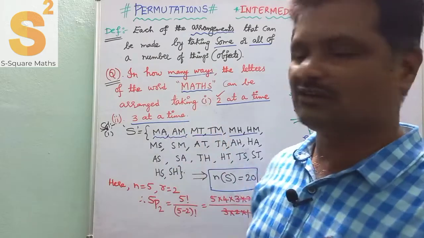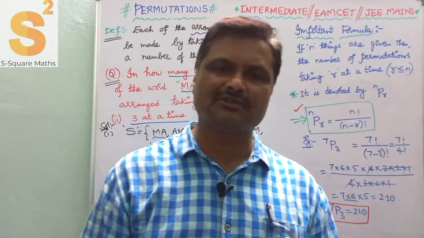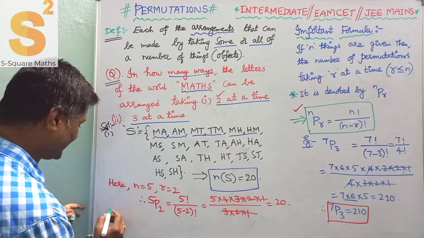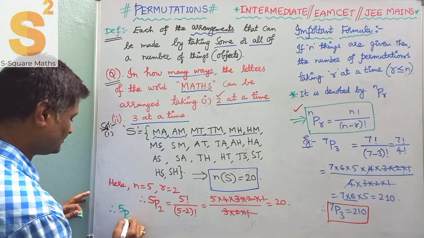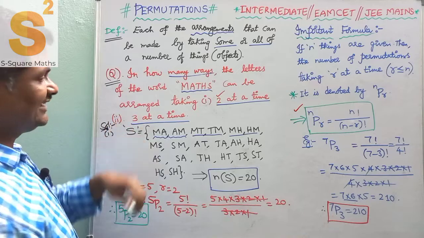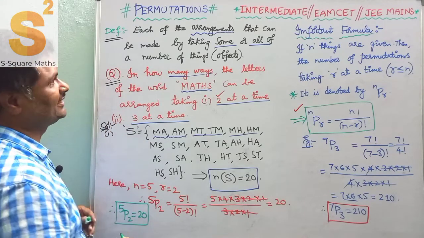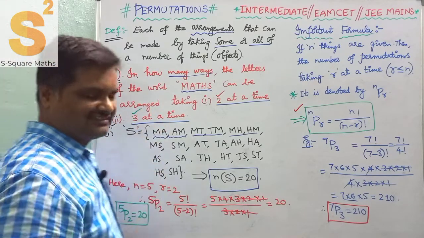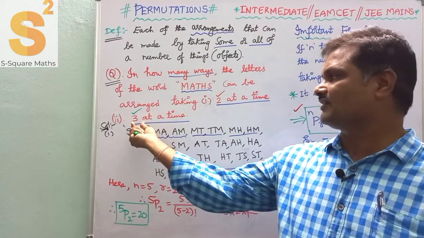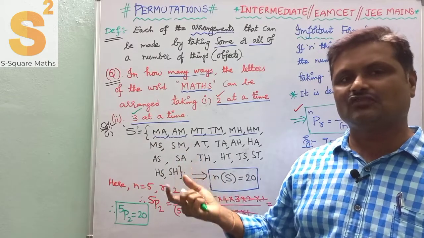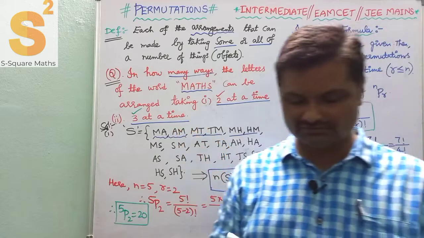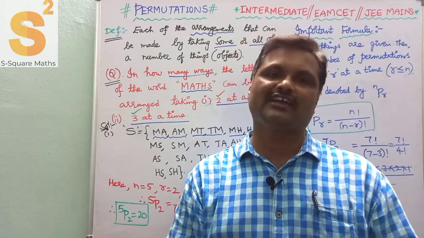So n is equal to 5, nothing but total letters of the word MATHS, 5. So we are taking 2 at a time. So therefore I can write now 5P2 is nothing but 20. So for 3 at a time is nothing but 5P3. Okay, this part you do it as a homework, which value you are going to get. So 5 factorial by 5 minus 3 factorial, nothing but 2 factorial. So 5 into 4 into 3 into 2 by 2 factorial. So you are going to get that value.